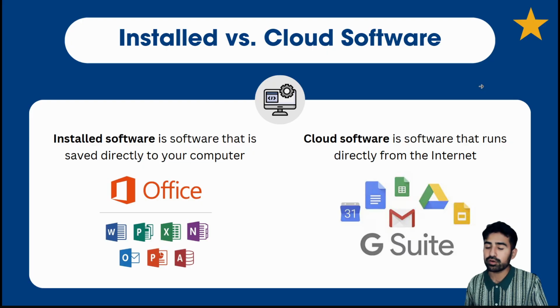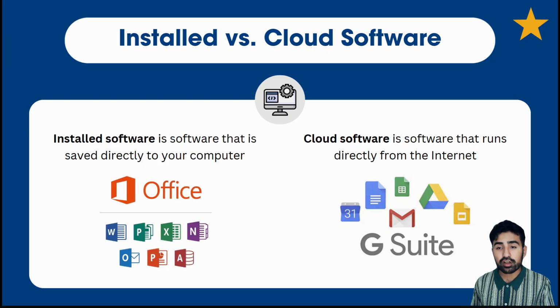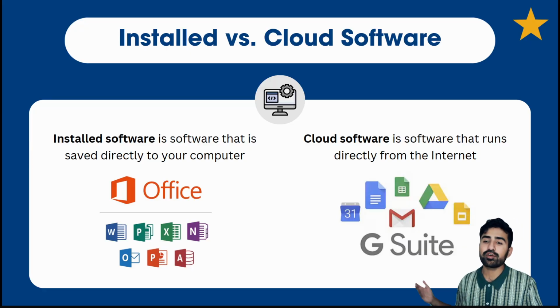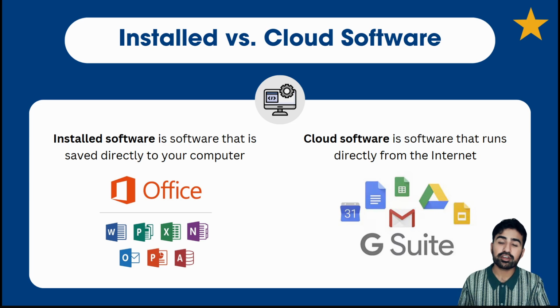One other category of software is installed versus cloud software. So two classifications here in this category. Installed software is software that you save directly to your computer. It's taking up space in your computer storage. Back in the day, you'd grab a CD or some kind of physical drive, plug it into your computer, wait for it to install. Nowadays, you can just install pretty much anything from the internet. But if it's taking up space in your computer, whether it came from a CD, USB, or the internet, if it's installed directly on there, that's installed software.